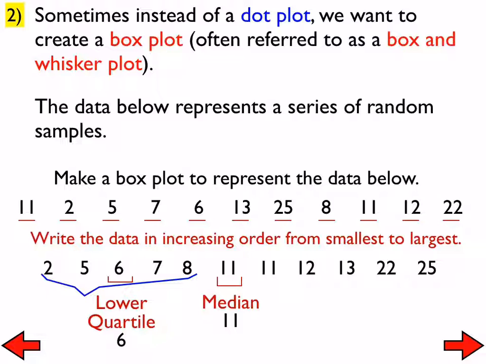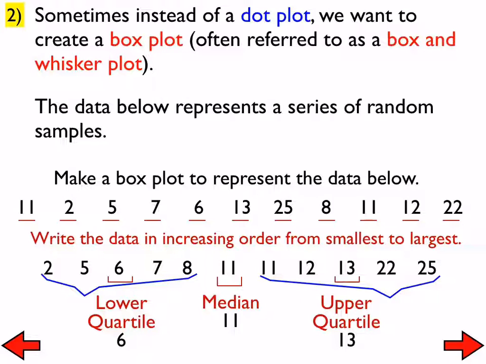Then we also have to find the median of all the numbers above the median. That's called the upper quartile. So what is the upper quartile? 13. Okay? Not really complicated. So now that's really all the work that we have to do as far as creating a box and whisker plot. We now just have to draw the box and whisker plot.